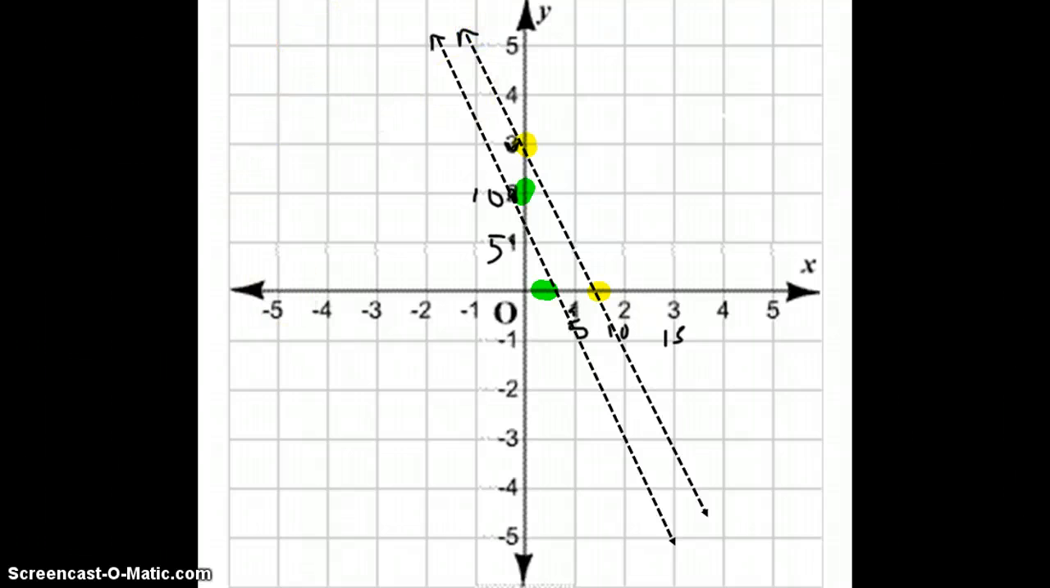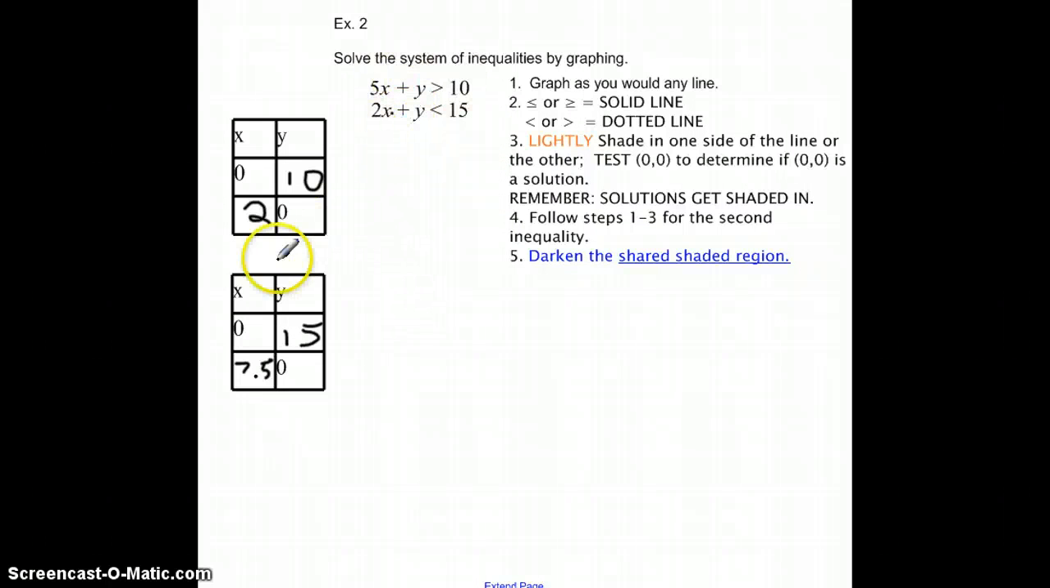Yeah, they look almost parallel. But again, if you check the slopes, they're not quite exact. The first line we graphed is -5, and the second graph is -2. So they're close. Let's do some test points for these guys now, okay?